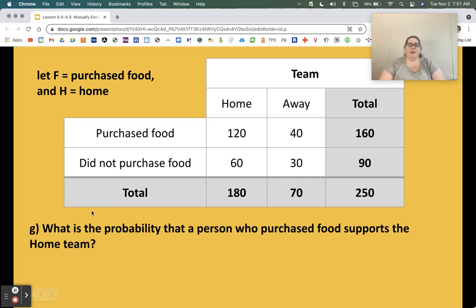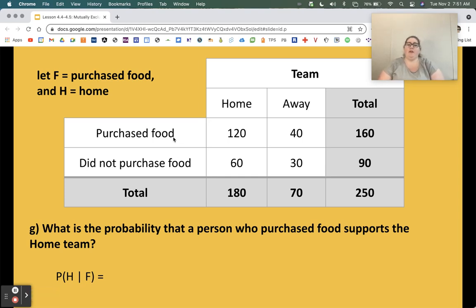Okay. Similarly, I could ask, what's the probability that a person who purchased food supports the home team? So I'm not just talking about all people, a person in general who attended this game. I'm now talking about only the people who purchased food. So that is now a given. It's a conditional probability. So again, the way I write it in notation is: what's the probability that they support the home team, H, given that they purchased food. So of the people who purchased food is my given.